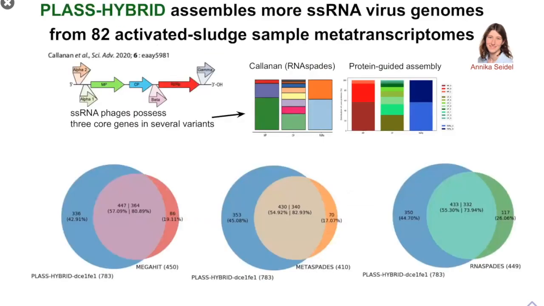And we tested it also on some data. These are data from a sludge sample of single-stranded RNA viruses. These single-stranded RNA viruses always have three proteins that are crucial to them: the MP, CP, and RdRp proteins. In the study that was published in 2020 in Science, they assembled and then looked at the ratio of the core genes that they assembled. We assembled the same sets with our protein-guided assembler and also looked at the ratio of what we get out, and we can see that we capture most of these core genes in a similar fraction.